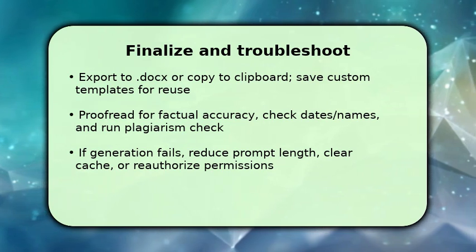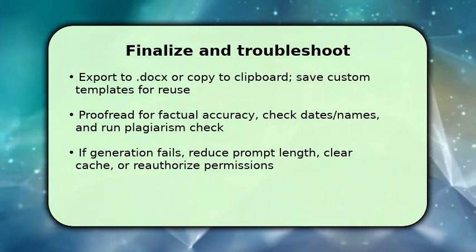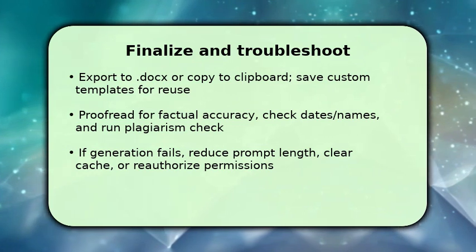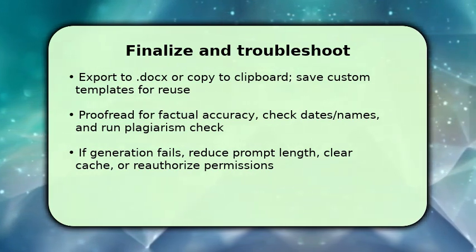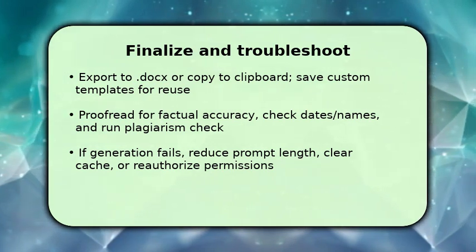If you need reproducible results, pin the final prompt and parameter set. If generation stalls or outputs irrelevant text, clear cache, shorten or simplify the prompt, and reauthorize AI writing permissions. That single troubleshooting step resolves most failures.